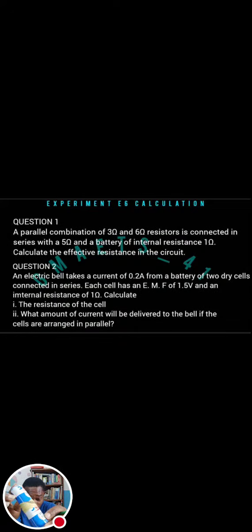I made use of this battery in part 1 of this experiment E6. This is a series connection. So if each of them has an internal resistance of 1 ohm, as the question suggested, when resistors are connected in series, what do you do? You add them up. So in this case, we get 1 ohm plus 1 ohm, which will give us 2 ohms.